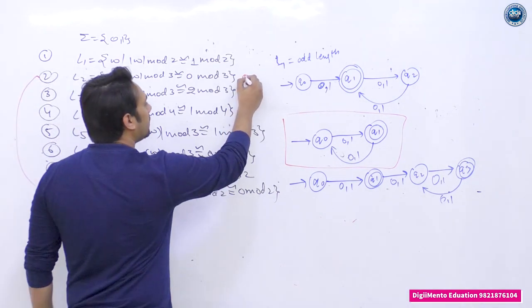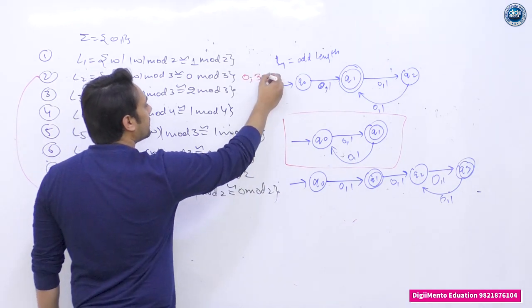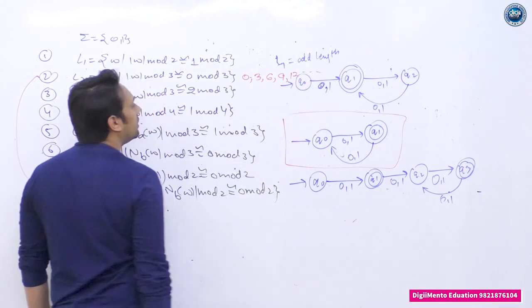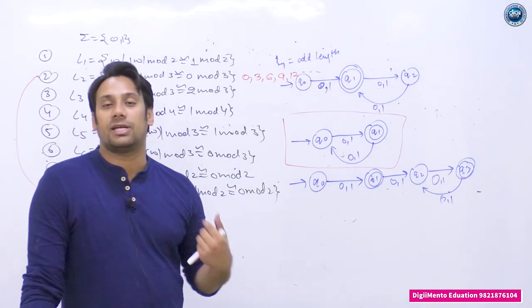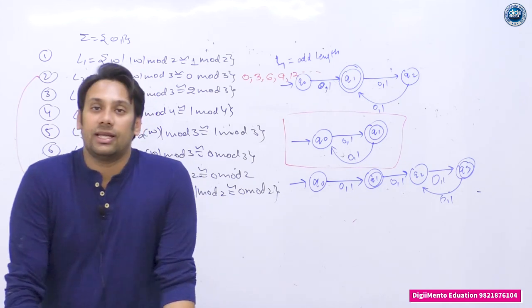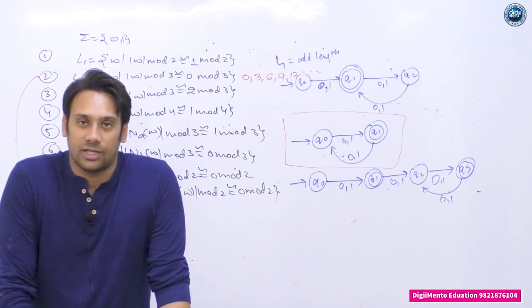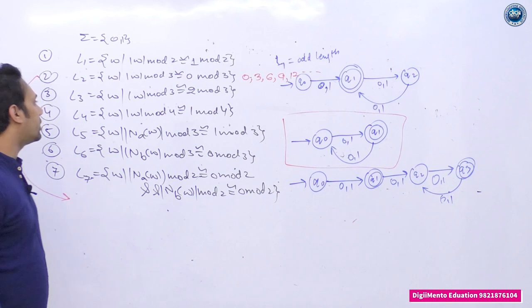We can have the string of length 0. We can have a string of length 3, a string of length 6, a string of length 9, a string of length 12, and so on. That is, we can have strings whose length is a multiple of 3. If the string's length is a multiple of 3, then we can accept those strings in this finite automata. Okay. So here, how can you do it?